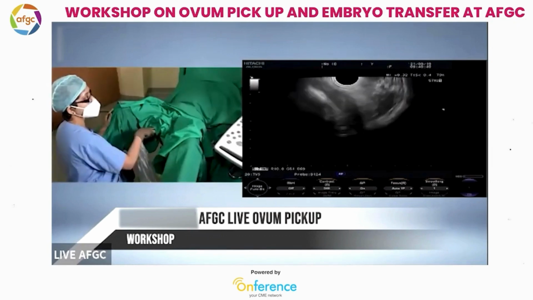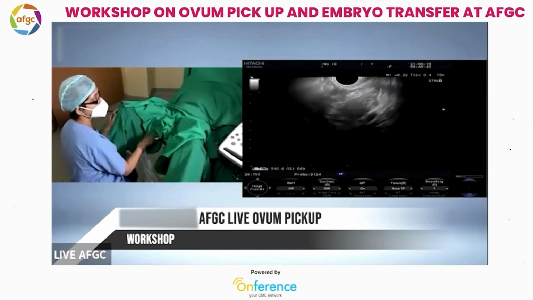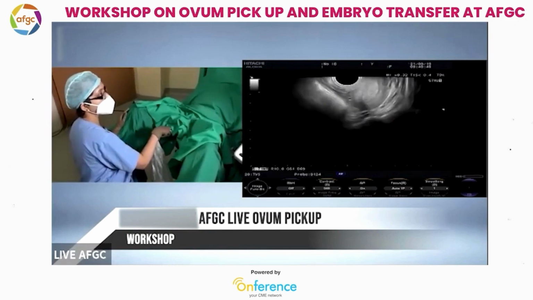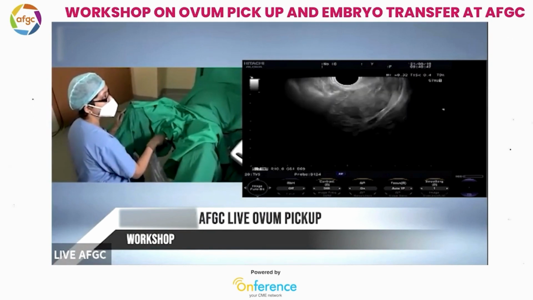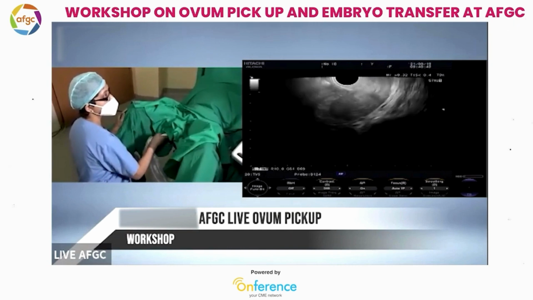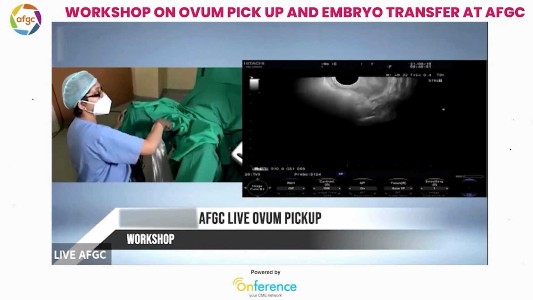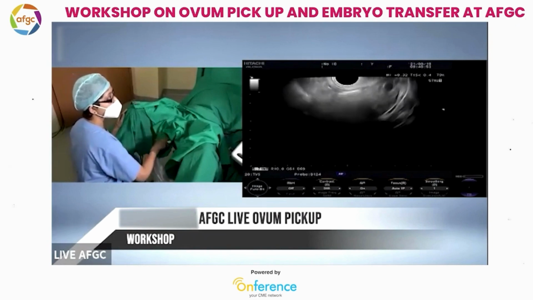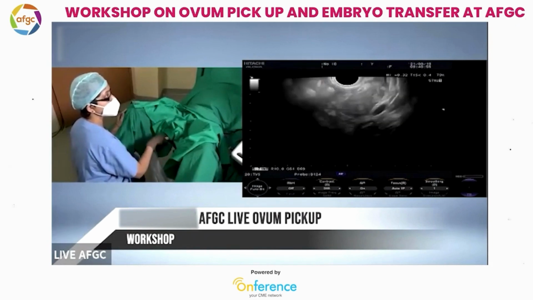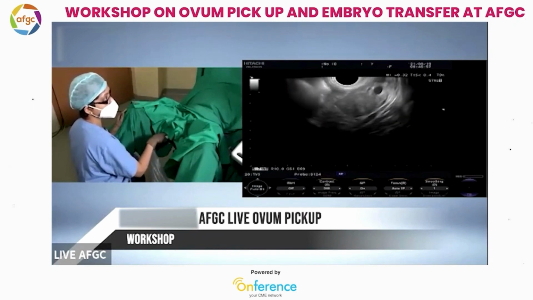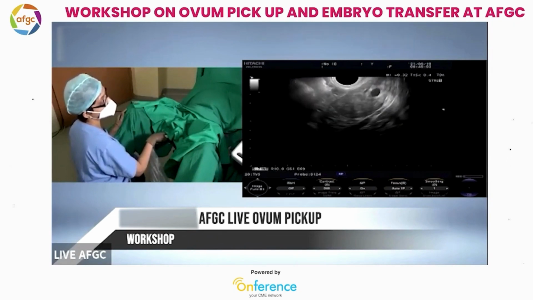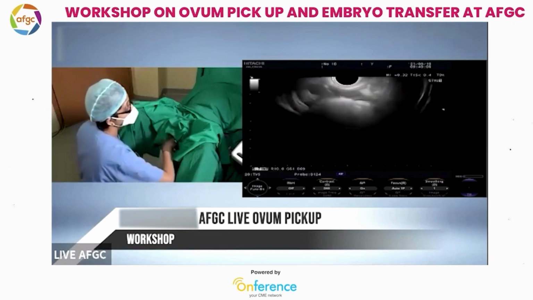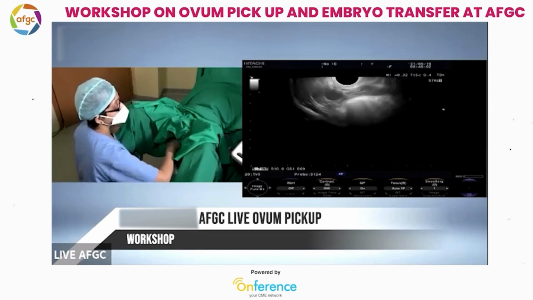Now, I will go 90 degrees and I will get the transverse view. So, this was straight, this is 90 degrees, and then I go up and down. This is a very important step, and sometimes arcuate, septate and didelphys uteri are missed because this step is not done. And then you go to your right.